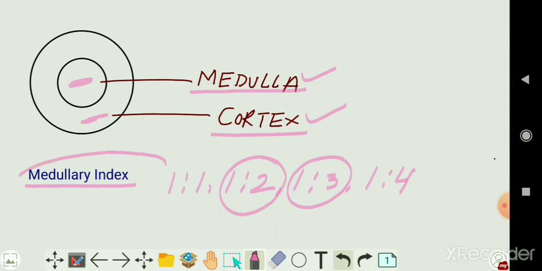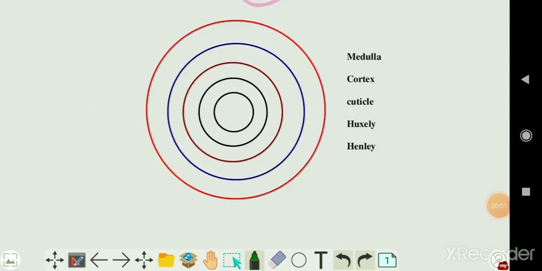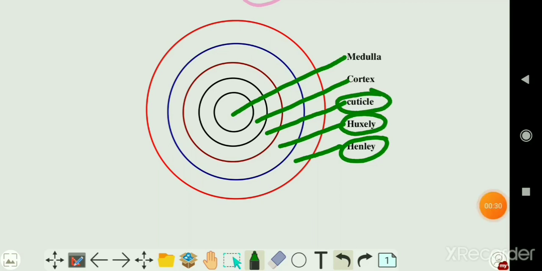This medullary index has an importance. What is that? This medullary index differentiates human hair from animal hair. Let's see some important layers of the hair follicle here. This is the medulla, this is the cortex, the cortex is followed by the cuticle, the cuticle is followed by the Huxley layer, and the Huxley layer is followed by the Henle layer. Remember a very important point here, that the Henle layer, Huxley layer and cuticle are the layers of the hair follicle.